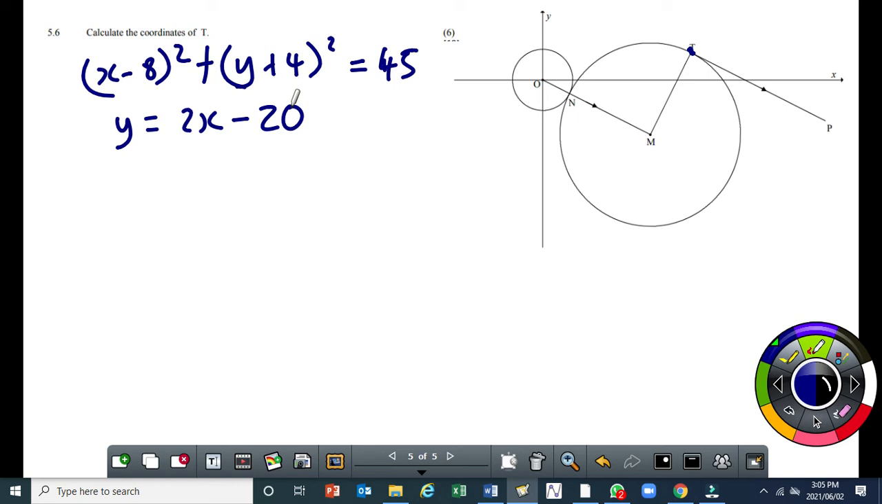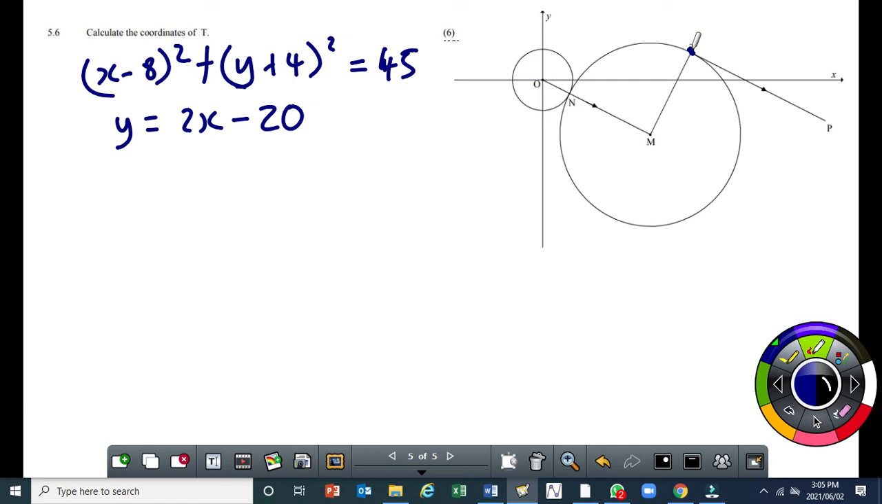So don't you something? You have to use those two equations. Because they intersect, the circle and the line MT intersect here. So you have a simultaneous equation. I will put the 2x minus 26, right? So you take those two down.